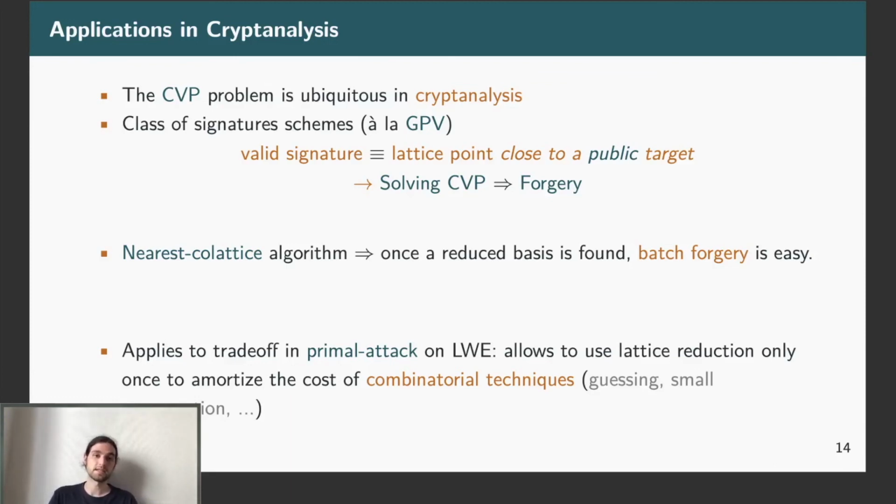Also, this algorithm can be used to analyze some trade-offs in the primal attack against the LWE problem, learning with errors introduced by Regev. It allows using lattice reduction only once, this phase of BKZ beta, to amortize the cost of combining it with combinatorial techniques such as guessing techniques or small enumeration, which is already used in some work of Albrecht and his collaborators. In particular, this algorithm gives a framework that encompasses the amortization technique used in this case.